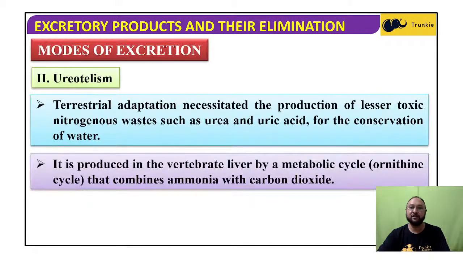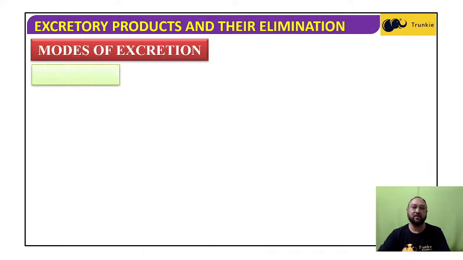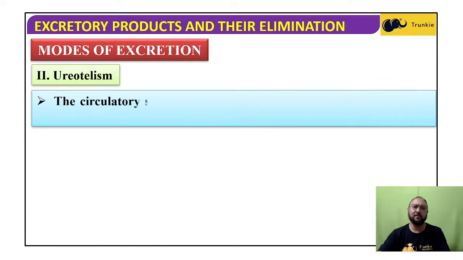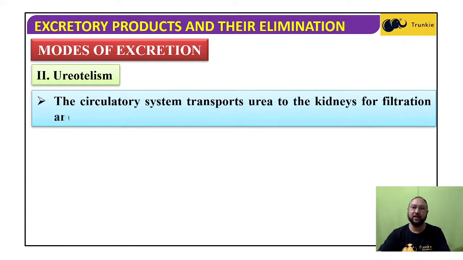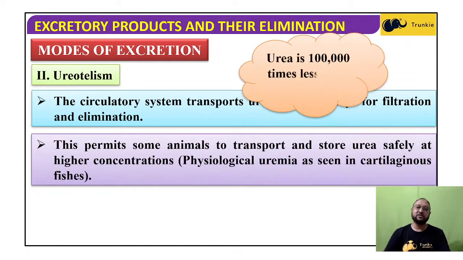So in human beings also this occurs. Now in ureotelism, the circulatory system transports urea to the kidney for filtration and elimination. The kidney plays a very important role in filtration of urea, and formation of urine takes place in the kidney. This permits some animals to transport and store urea safely at higher concentration. Physiological uremia is seen in cartilaginous fishes. Urea is 10,000 times less toxic than ammonia.